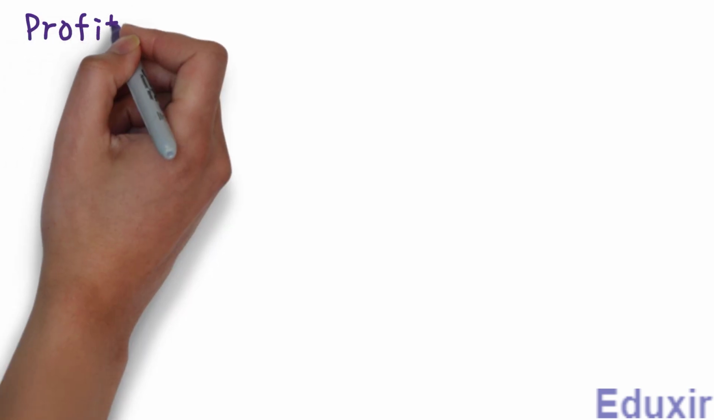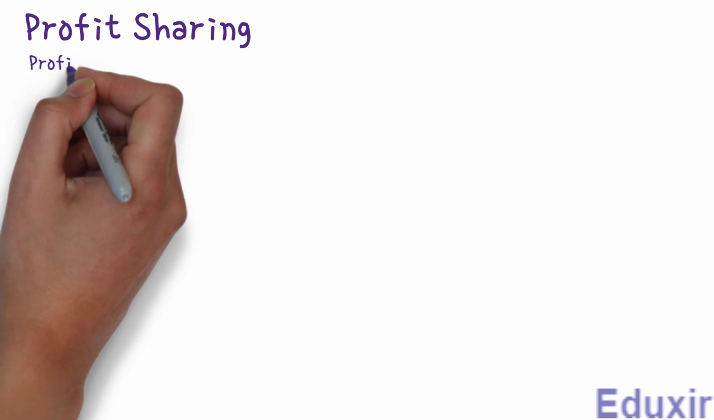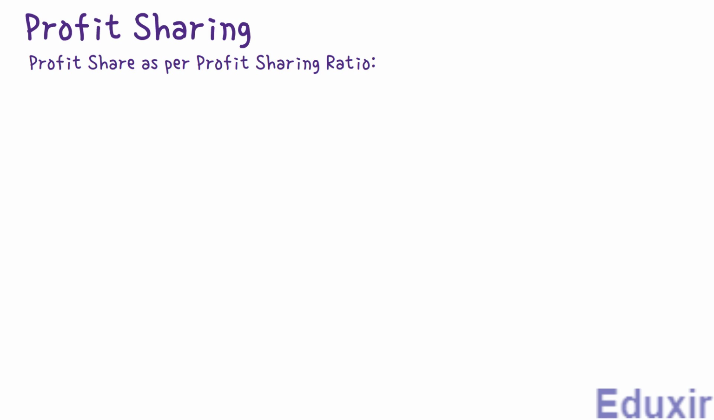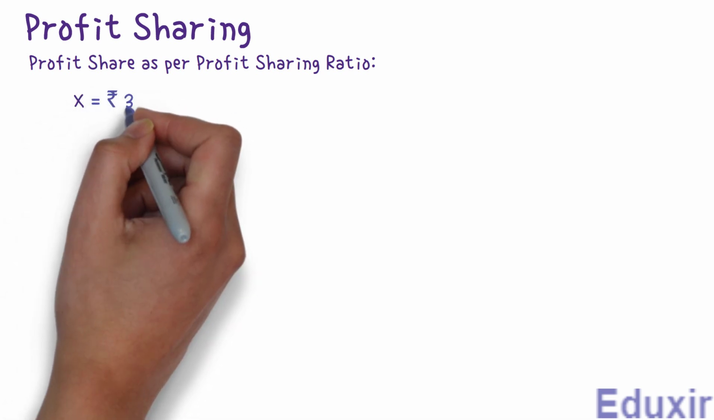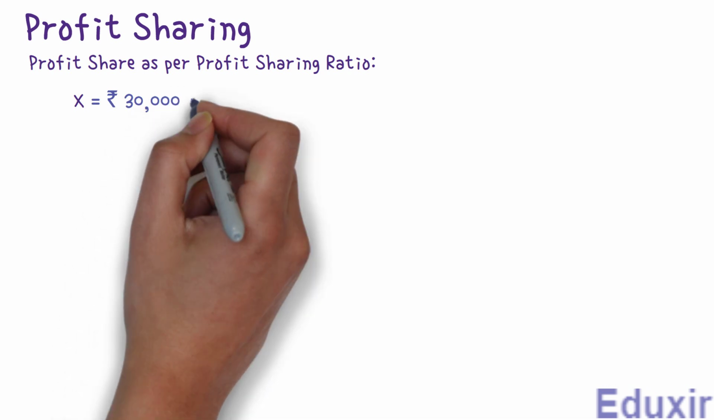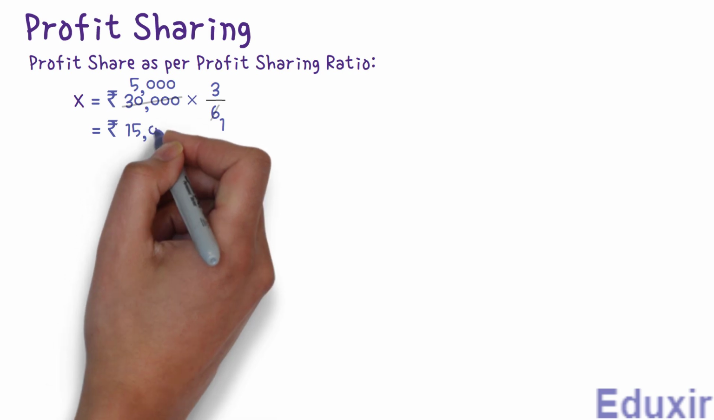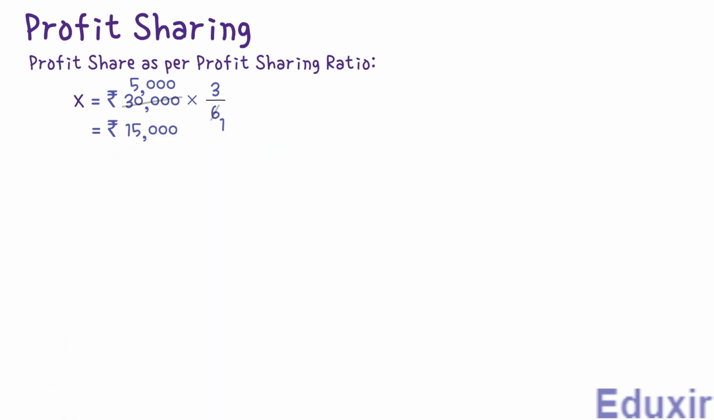So, in the working notes section, let's first write the header profit sharing to indicate that the upcoming calculation is related to the sharing of the profit among the partners. Now, let us also have a subheader to calculate the profit share as per the profit sharing ratio. Now, the profit share of the partner X is equal to the total net profit amount of 30,000 rupees multiplied with his profit sharing ratio 3/6. Cancelling with 6, 6 ones are 6, 5,000s are 30,000. Now, if we multiply the remaining 5,000 rupees and 3, we get 15,000 rupees. This is the share of profit for the partner X.